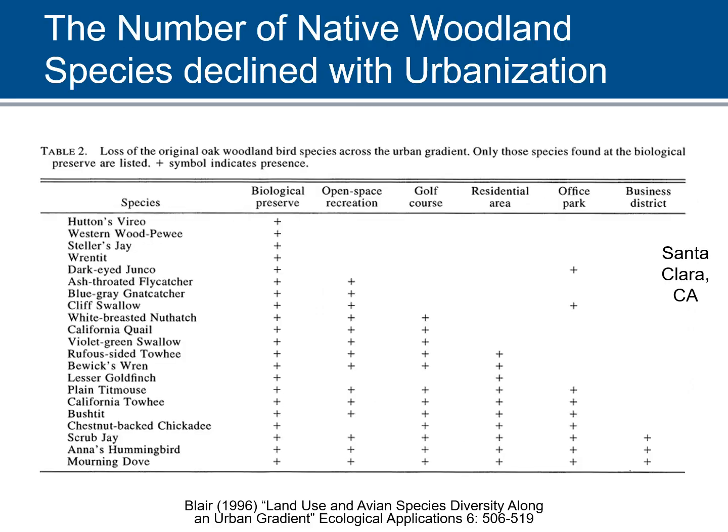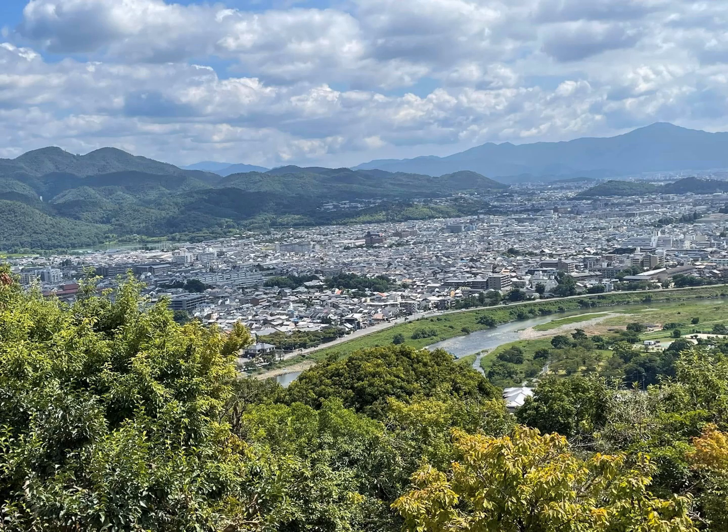He also looked at the number of species found only in the native woodland. I'm showing the California data here. The species found in the native woodland tended to decline as you got more and more urbanized. There were a couple of exceptions, like the dark-eyed junco found in the office park, but in general you get fewer and fewer of the species that need really good habitat. You'd find them fewer and fewer in the office park and the business district.